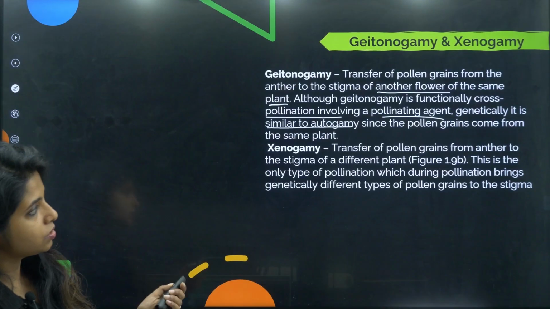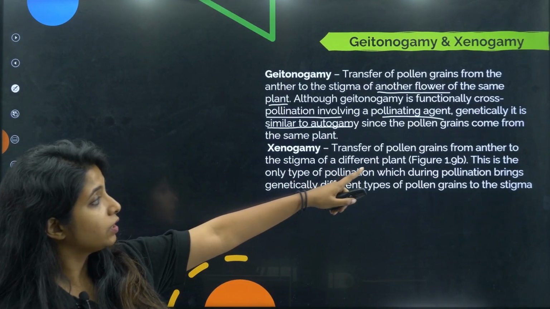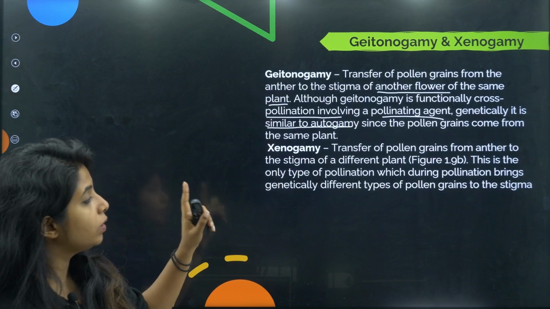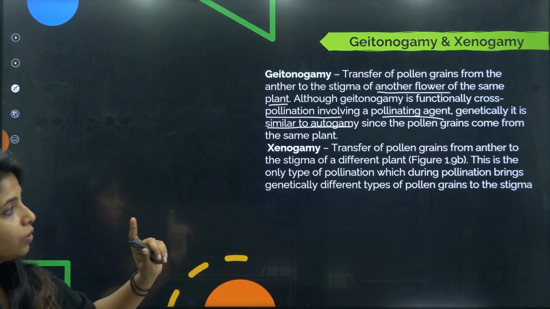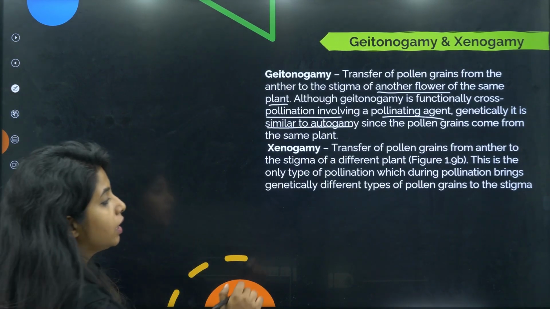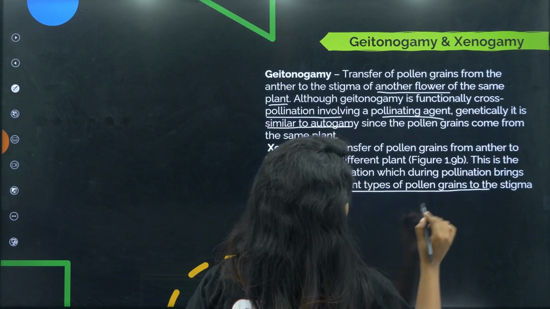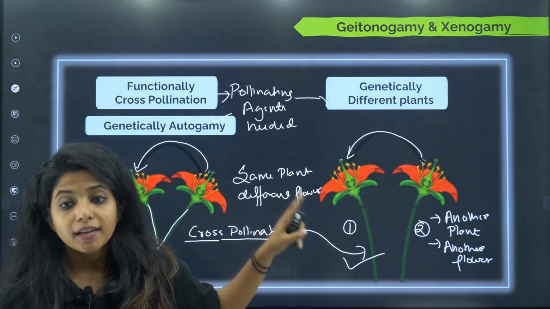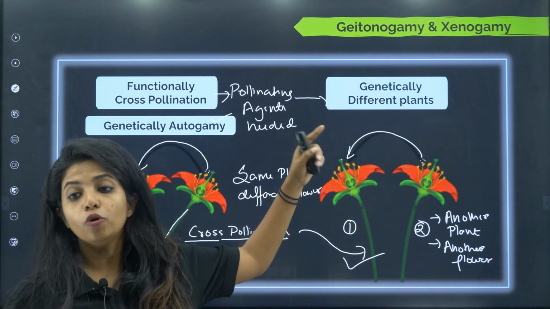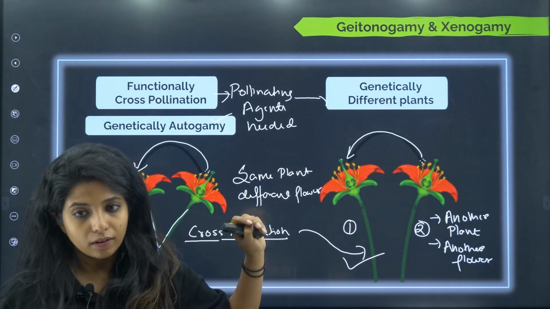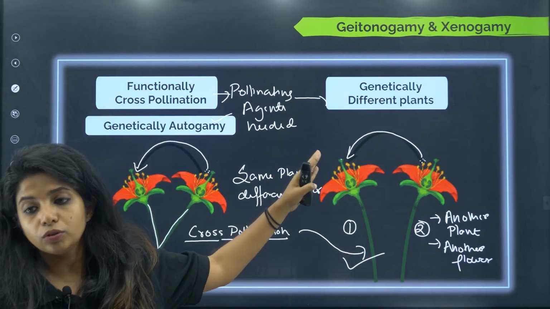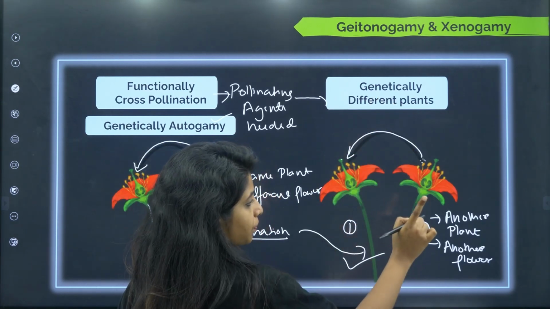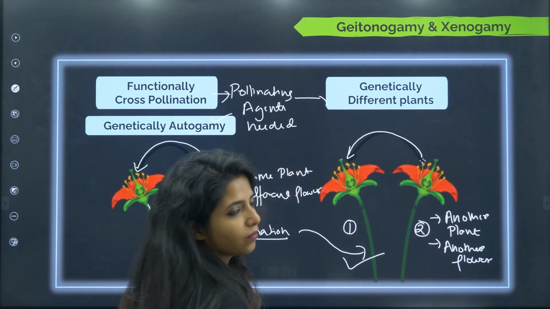We are going to read about xenogamy now. Transfer of pollen grains from the anther to the stigma of a different plant. This is the only type of pollination which brings genetically different pollen grains to the stigma. So, obviously, this is the one that is going to bring about variation. It brings more different types of pollen grains, something that is not genetically similar to this particular plant. So, it is between genetically different plants, another plant, another flower, but of the same species.